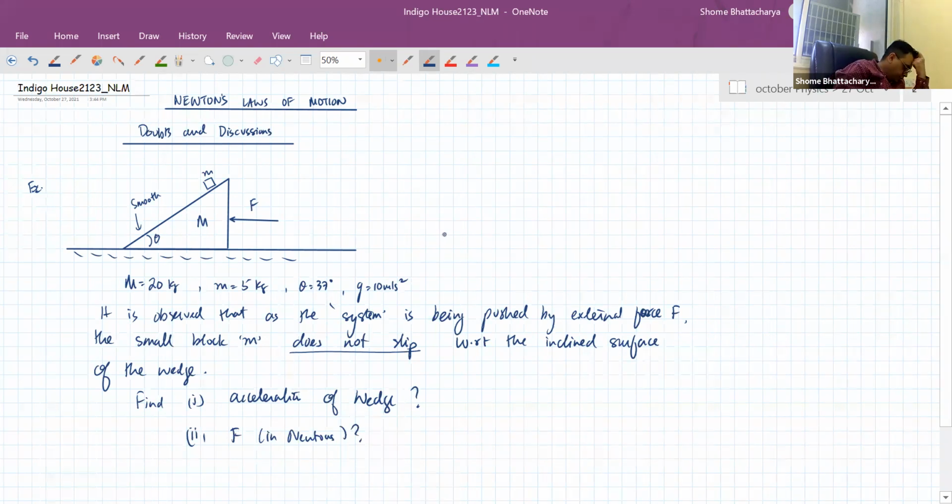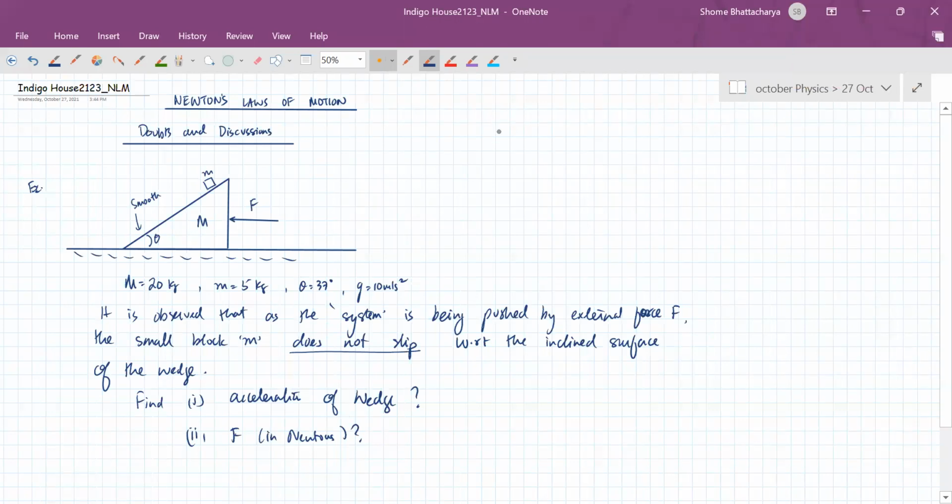Okay, so first of all, try to understand how this is possible, that even though it's on a smooth inclined surface, it is not slipping down because you're pushing the system from the left. So as the wedge moves towards the left, there should be a pseudo force acting on the block towards the right. Remember, pseudo force's direction is opposite to the acceleration. So which direction is the wedge accelerating in? Left, no? Yes, sir. Okay.